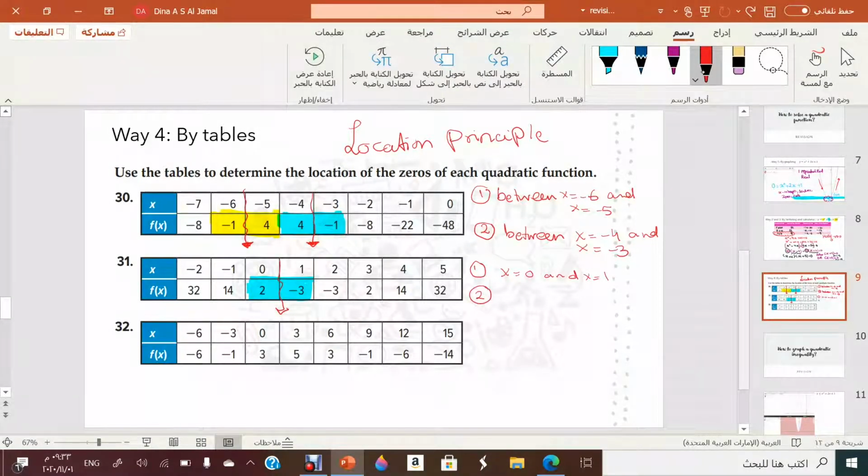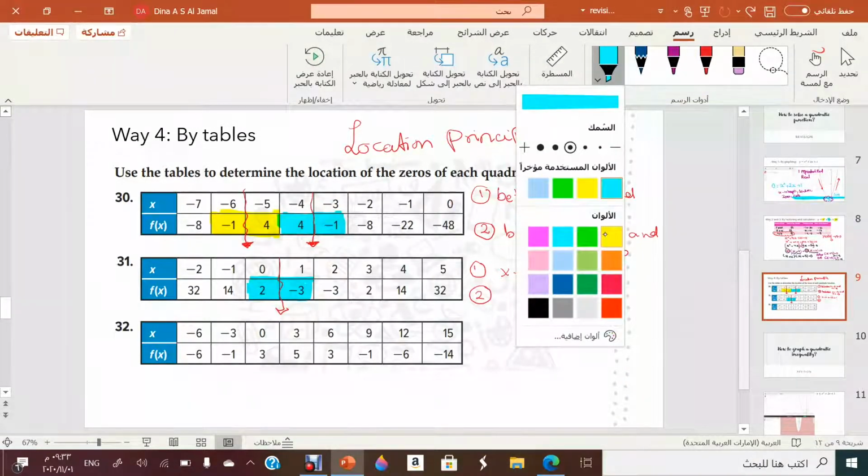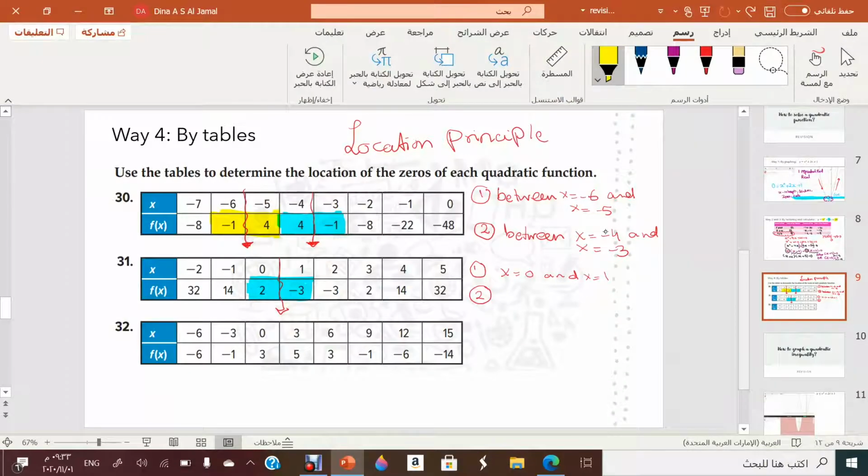Now let's see if there is a second root here. So you are having negative 3, then negative 3, nothing changed, then suddenly you are having positive here. So you are having a root between x is equal 2 and x is equal 3. Do I have something else? No, that's it.